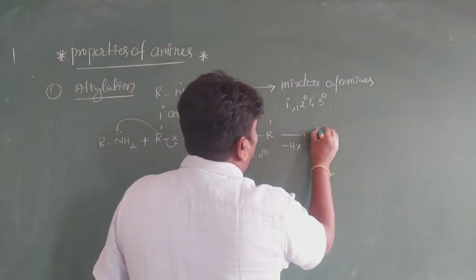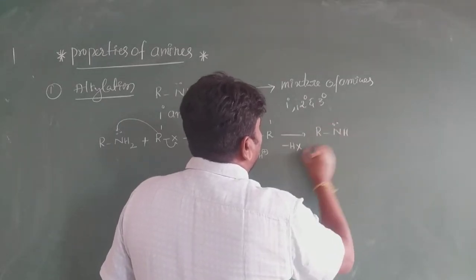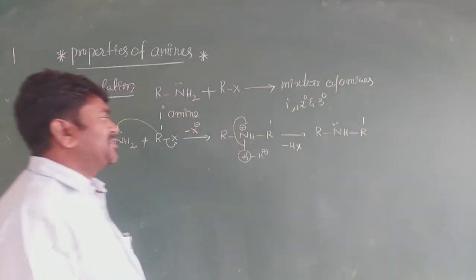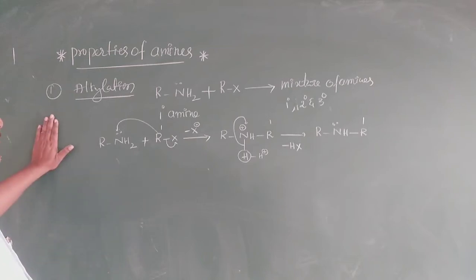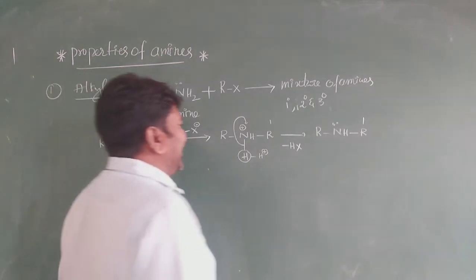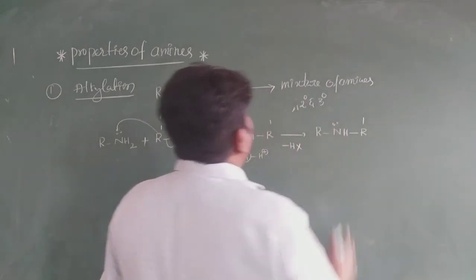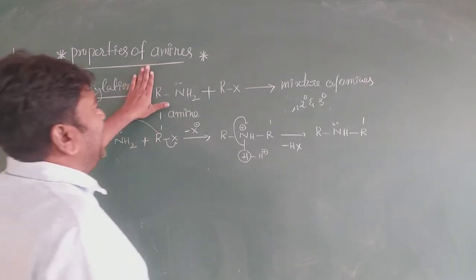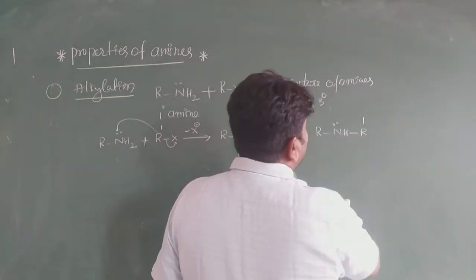Remaining, that is R, NH, with a lone pair, next R dash. My dear students, so it is a primary amine. So we will get secondary and tertiary amines formed. The primary amine reacts with this. Now this is a secondary amine.